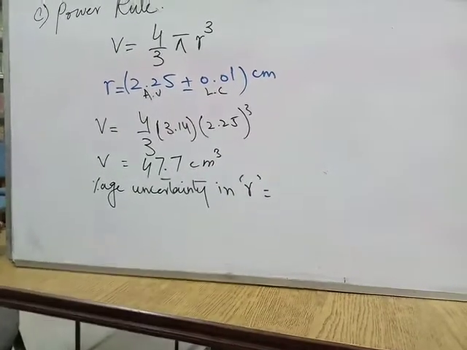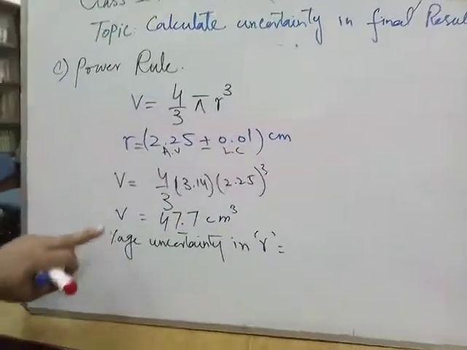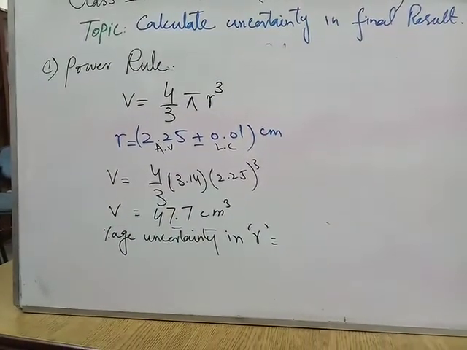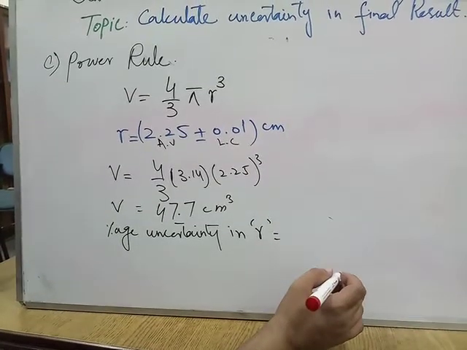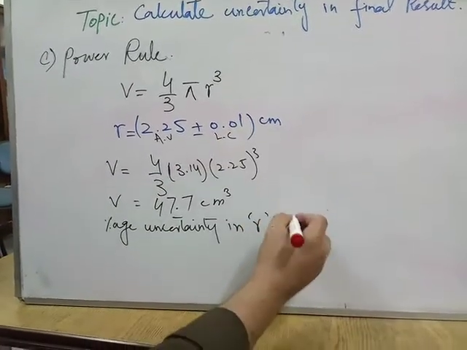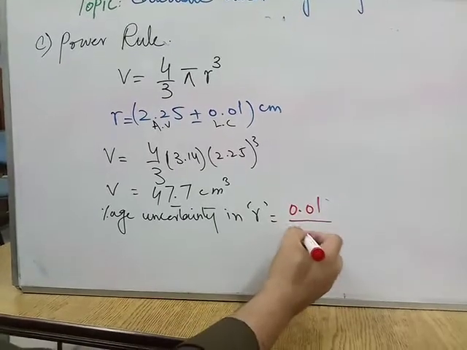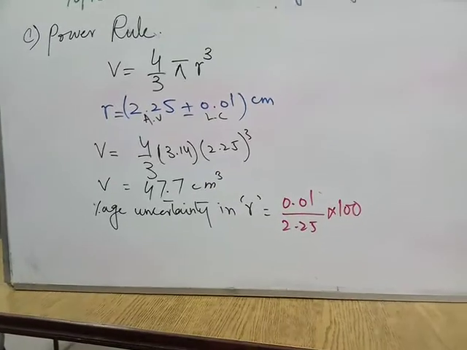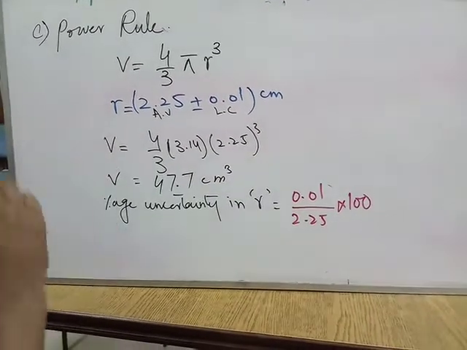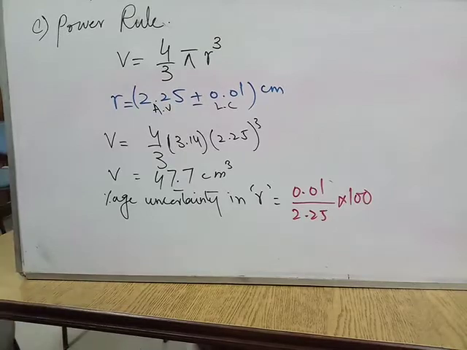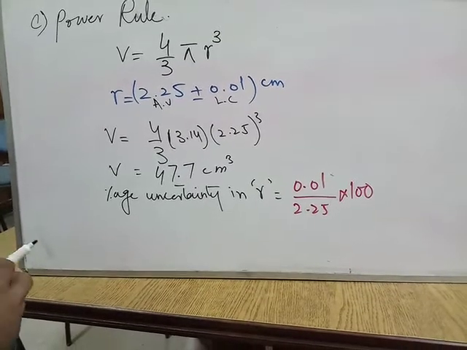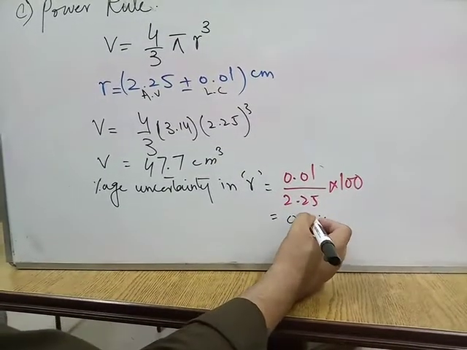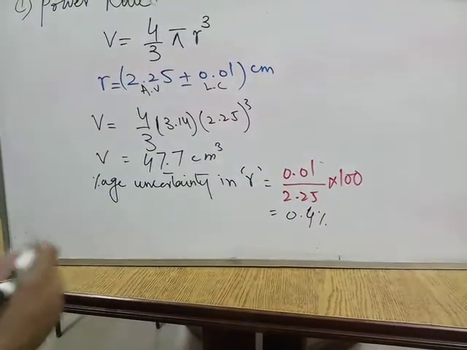For finding the percentage uncertainty in V, I first solve the percentage uncertainty in R. So what is the formula for finding the percentage uncertainty? Remember, least count divided by actual value, and for percentage, multiply that value by 100. So from this, the result is 0.4%.